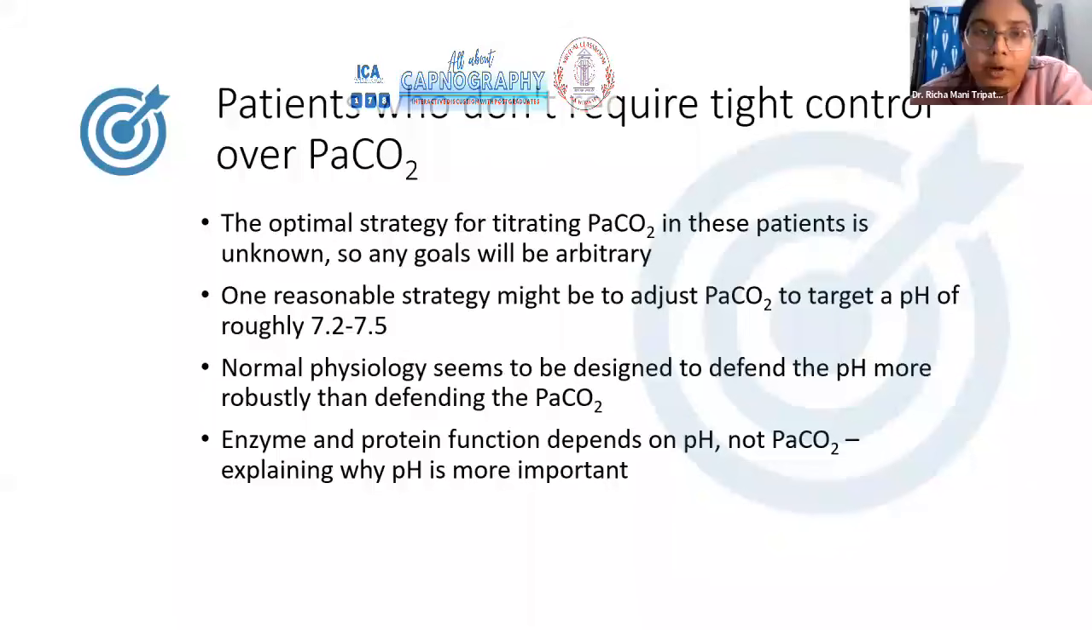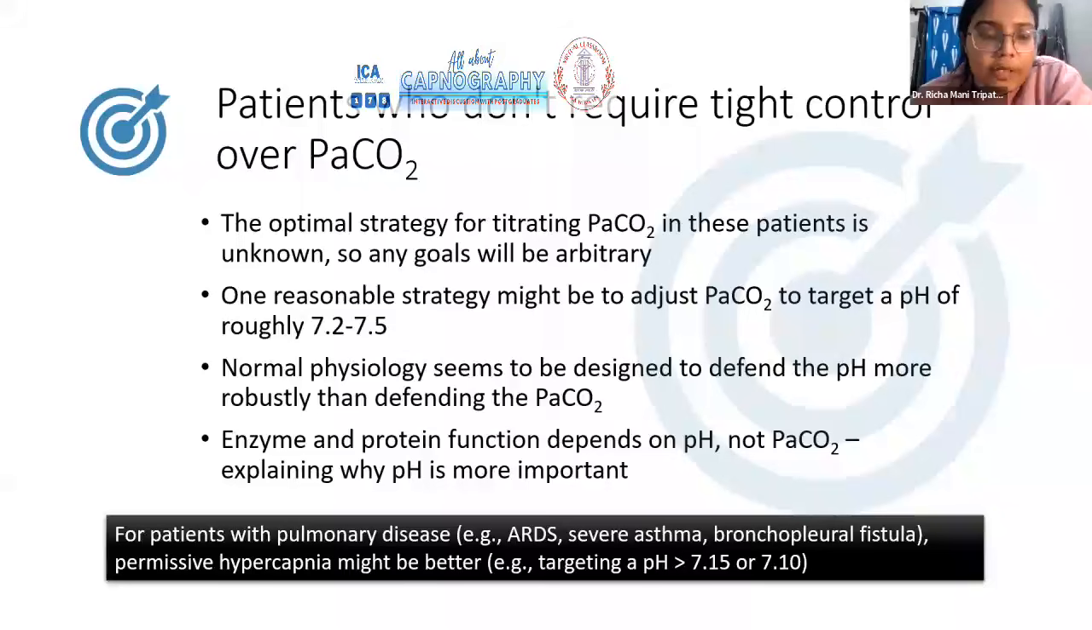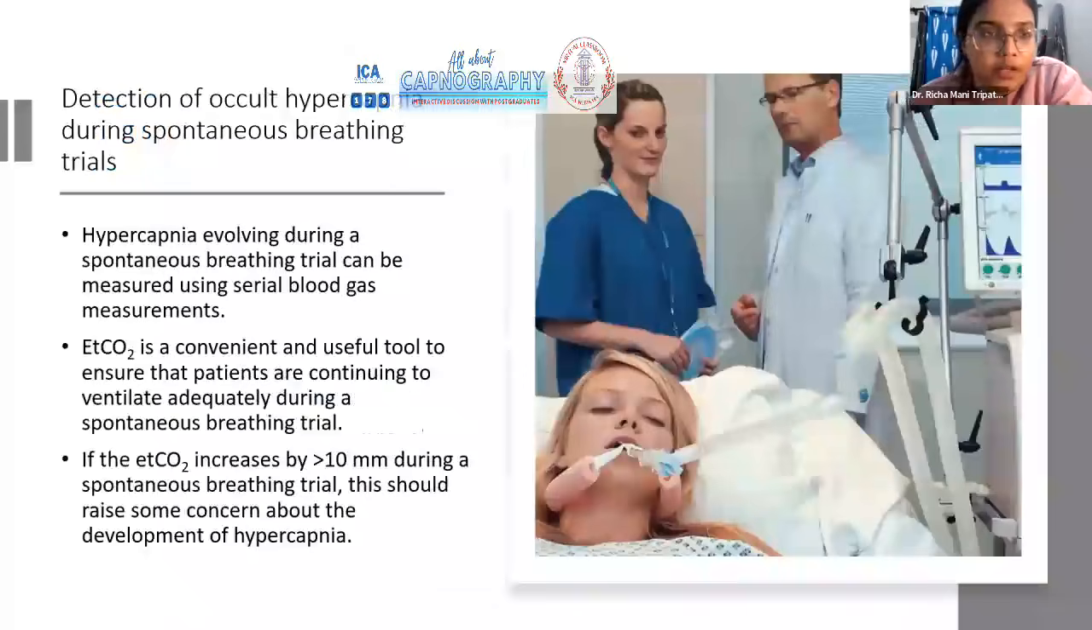So there are a few demographics of patients who may not require such tight control. There we can just use the EtCO2 values to assess what the PaCO2 might be. For patients with pulmonary disease, for example ARDS, severe asthma, bronchopleural fistula, permissive hypercapnia may also be better, targeting a pH of more than 7.15 or 7.10.